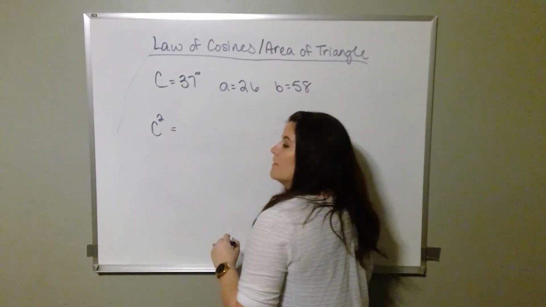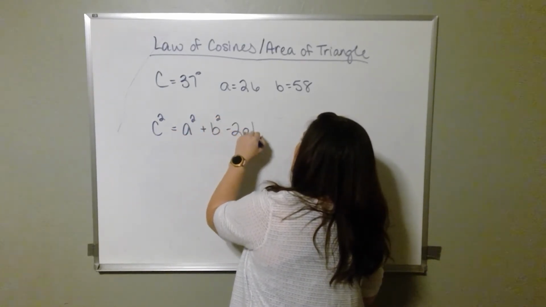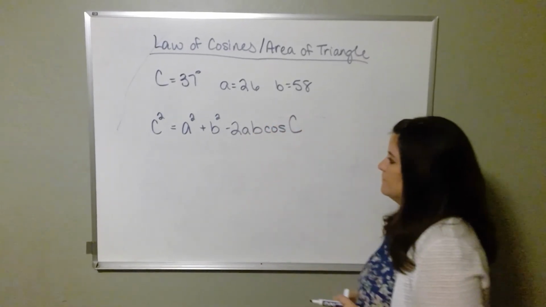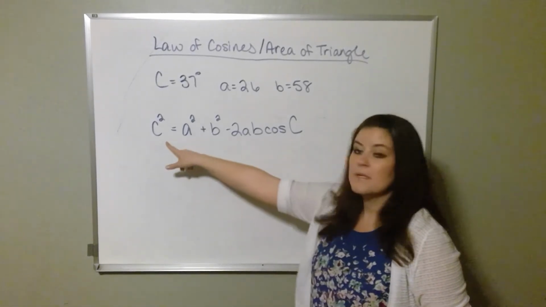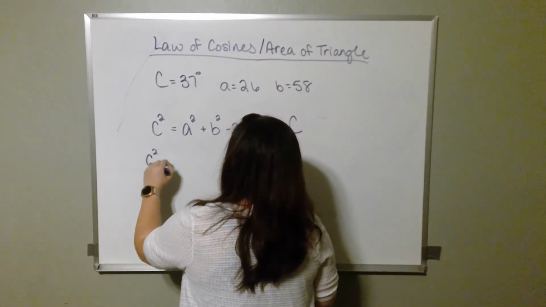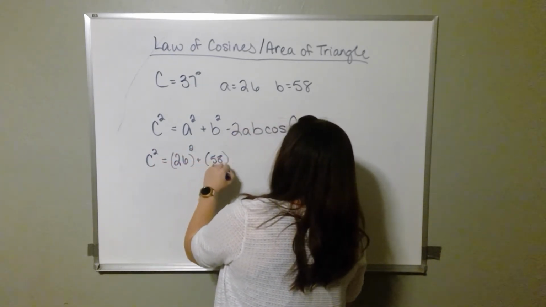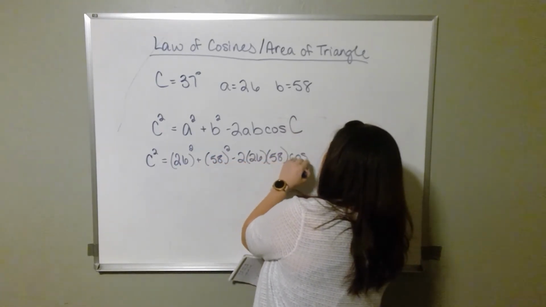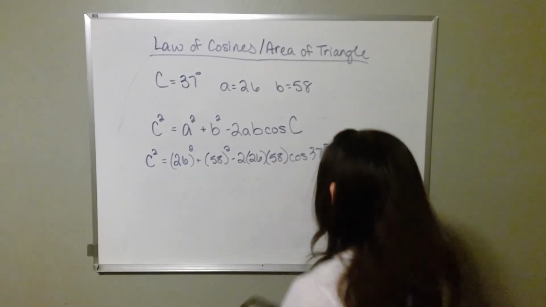I get C squared equals A squared plus B squared minus 2AB times the cosine of angle C, because I have A and B and I have angle C. So what I'm going to find at the end is side C. Okay, so C squared equals 26 squared plus 58 squared minus 2 times 26 times 58 times the cosine of 37. So let's do some math in our calculators.